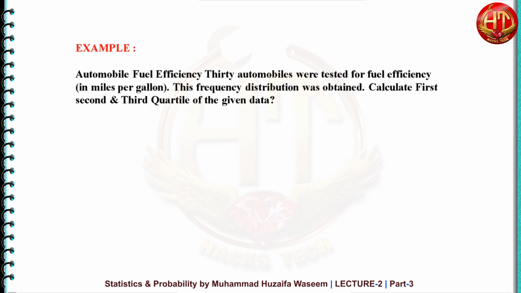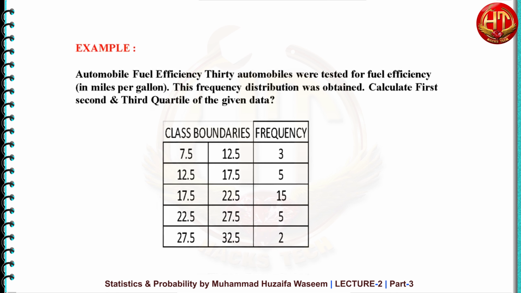Let's see another example. Automobile fuel efficiency. Thirty automobiles were tested for fuel efficiency in miles per gallon. This frequency distribution was obtained. Calculate the first, second and third quartiles of the given data. Okay, you are given the data as class boundaries with their corresponding frequencies. It means that you have to calculate the first, second and third quartiles with the help of the grouped data formula.